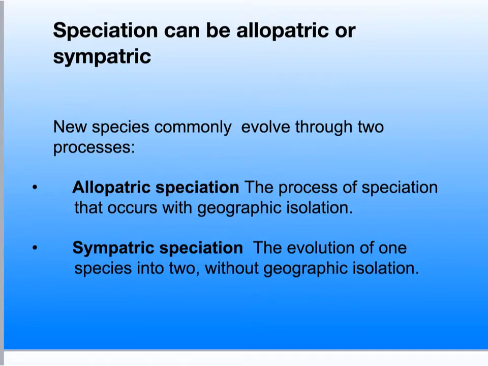processes. The process of speciation that occurs in geographic isolation is allopatric. And when evolution of one species into two, where they split without there being any sort of geographical isolation, we call that sympatric.